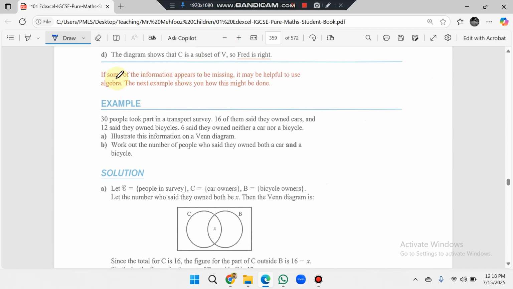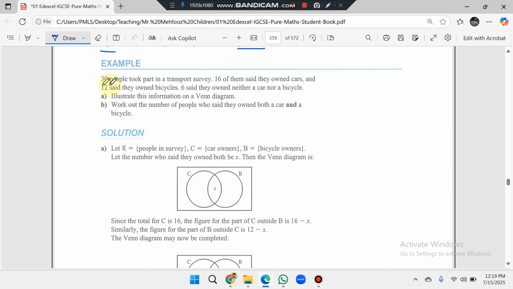If some of the information appears to be missing, it may be helpful to use algebra. The next example shows you how this might be done. So in this case, now we are moving towards difficulty in Venn diagrams. So some of the Venn diagrams are given in which some information is missing.